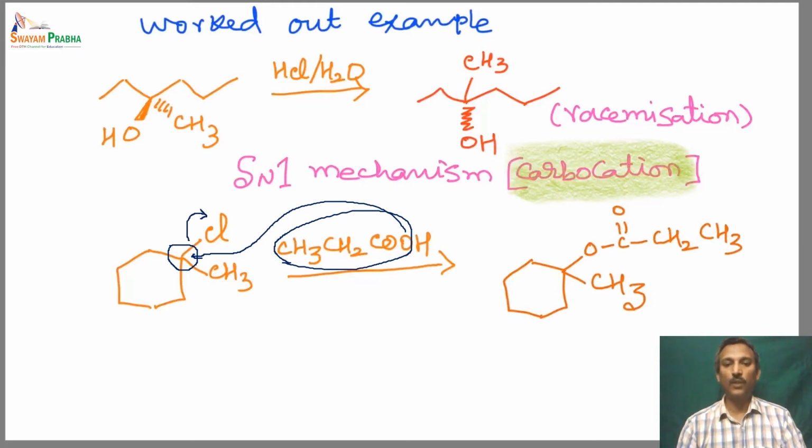This is how, in the SN1 mechanism, we can say it is a planar mechanism, and we can see how the groups are replaced. First is the removal of the chloride, which produces the carbocation. The carbocation is then attacked by the carboxylate anion to give the final product.